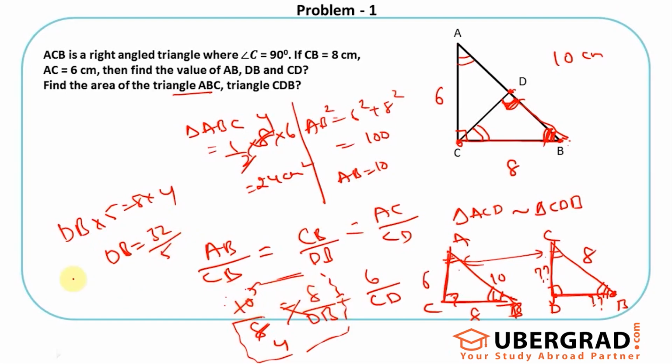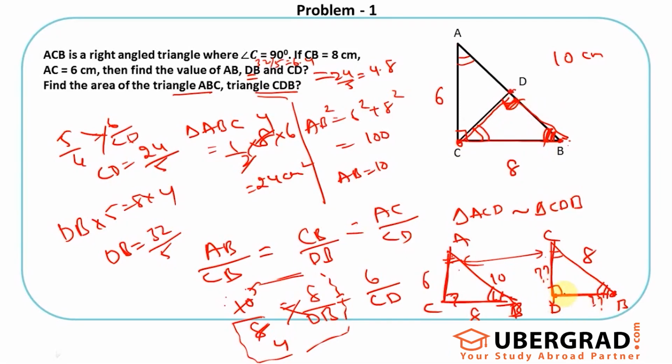Similarly, I do 5 by 4 is equal to 6 by CD, I cross multiply, CD is equal to 6 into 4, 24 by 5. Now I got the values for CD and DB, right? DB is 32 by 5, that is basically 6.4, and CD is 24 by 5, that is 4.8. Now triangle CDB, I can again use the same logic.